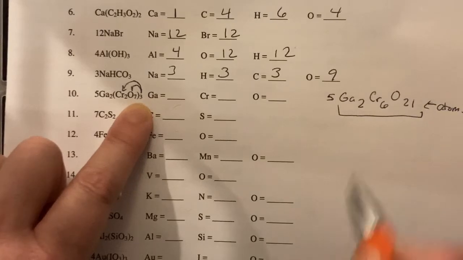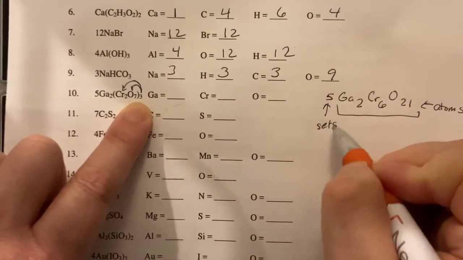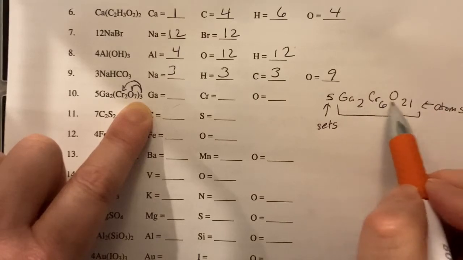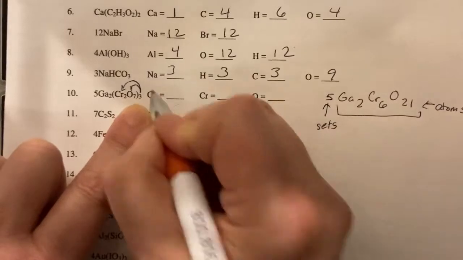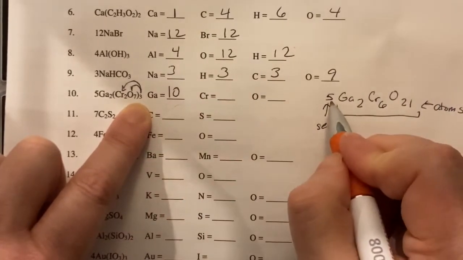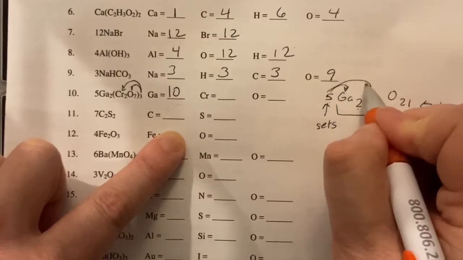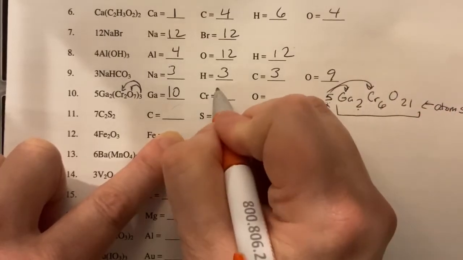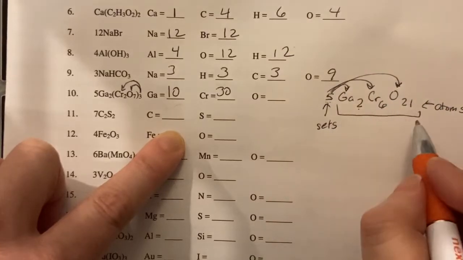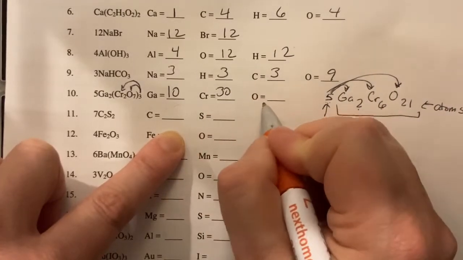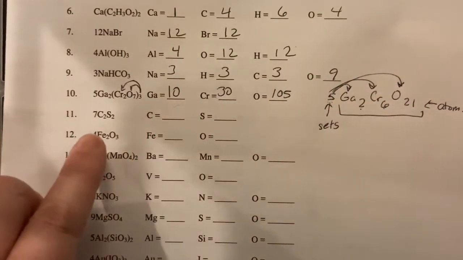molecule. Okay, but we have 5, and this refers to the sets. So we have 5 sets of this molecule. So that means there's actually 10 galliums. 5 times 2 is 10. There is 5 times 6, 30 chromiums. And 5 times 21, there's 105 oxygens. So go super slow when you do this.